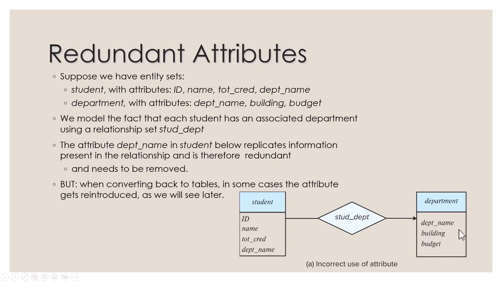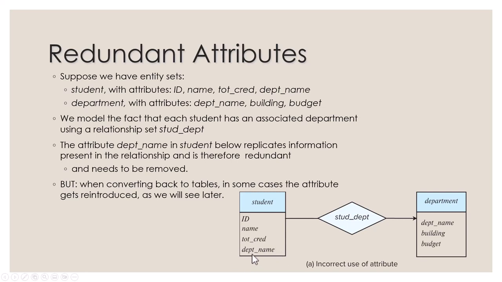Okay, so we model the fact that each student has an associated department. They have a major, right? So we could have a minor, but the department name here I think is the major. Okay, so here we have department name here and here. It's redundant, right? So one of these has to be removed, and which one do you think should be removed? This one or this one?